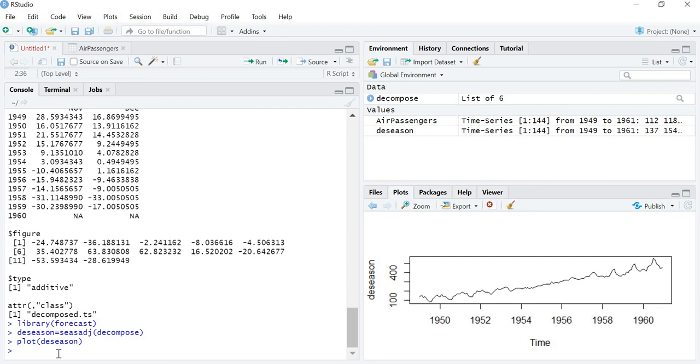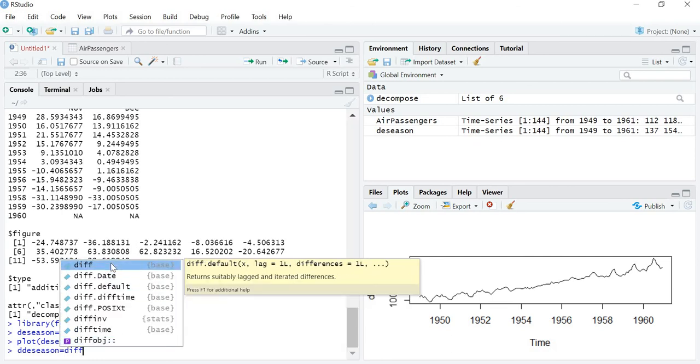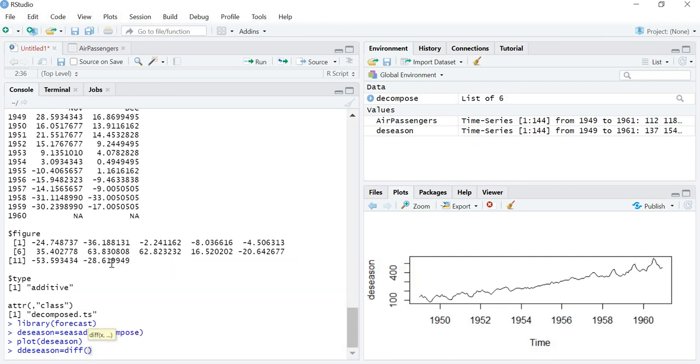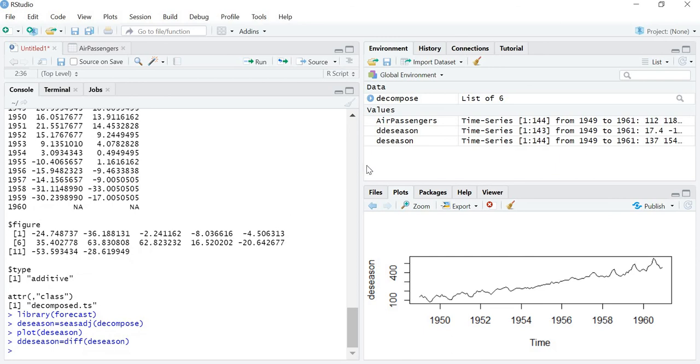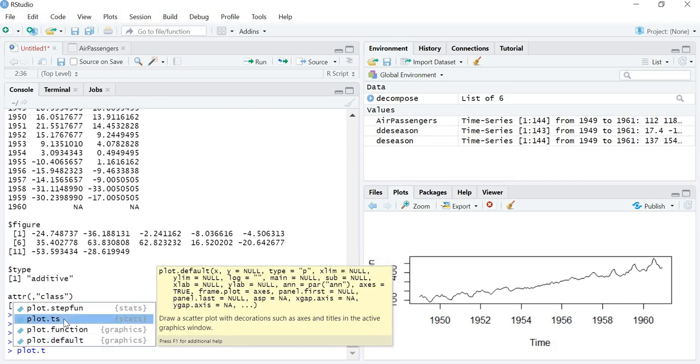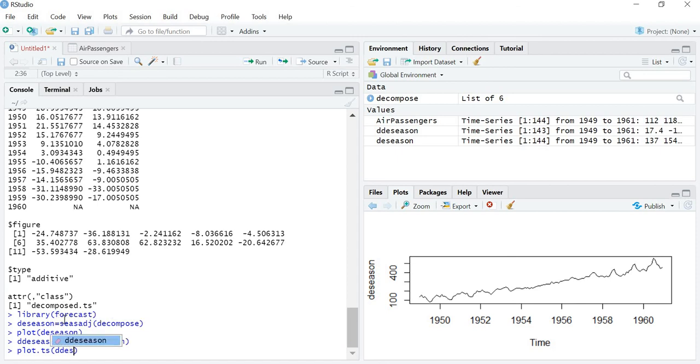So for that, I am storing the command in deseason. Whatever variables we have stored in deseason, I am going to take the difference. So deseason equals diff, and I am going to take the difference of the deseason series. Now my data is stored in deseason. So let us plot it. plot.ts(deseason).